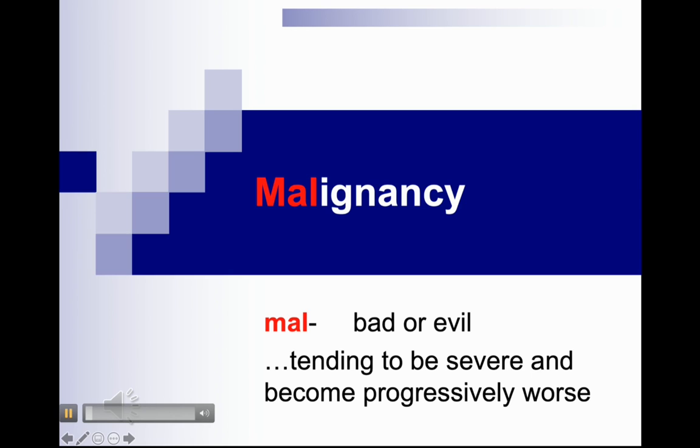The focus of this presentation will be on malignancy. And look at that word element mal. Mal means bad or evil, tending to be severe and become progressively worse. And isn't that what we think about when we think about cancer? Something that's bad or evil, something that's severe and becomes progressively worse unless treatment is provided.